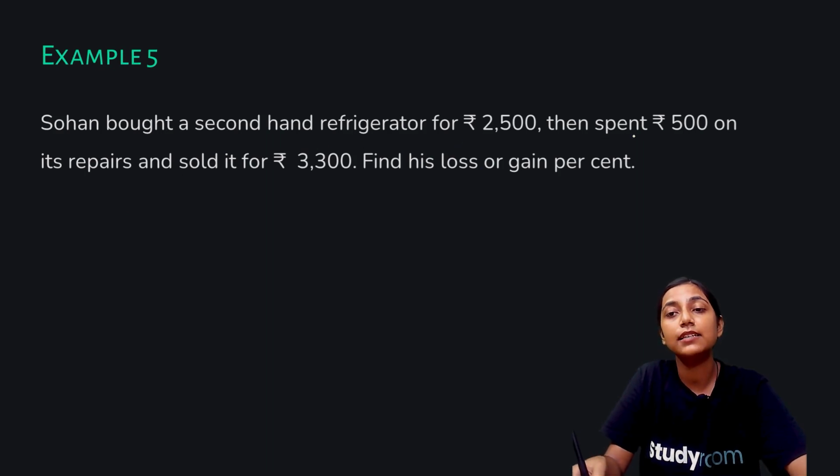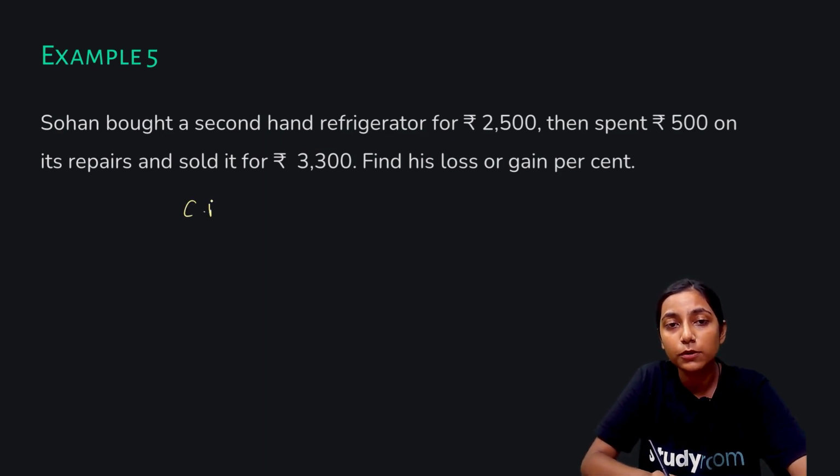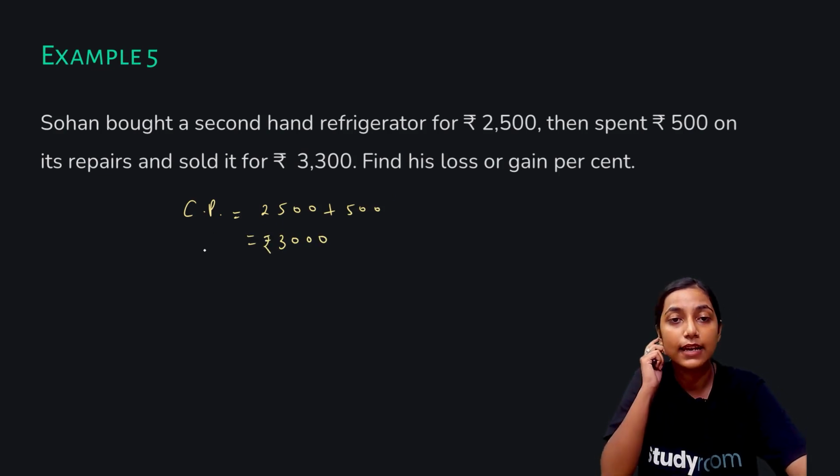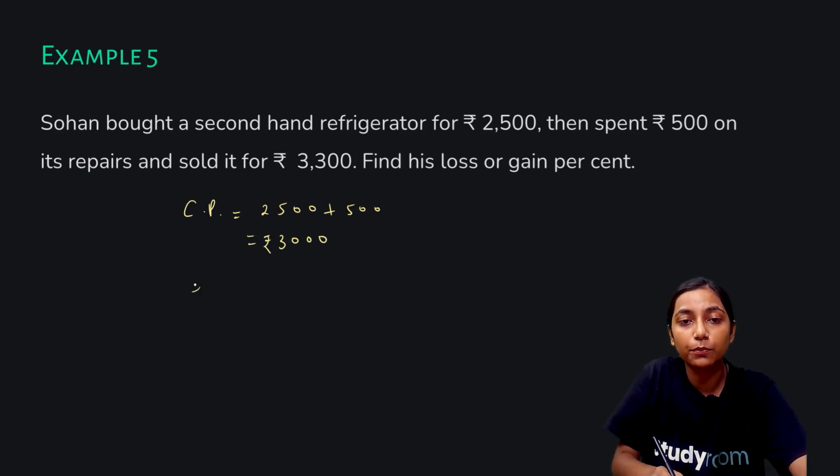But again he spent some rupees, that is 500 rupees on its repair. So the total cost price here given to us is 2,500 plus 500, because these are the overhead charges. So we will be adding, the total is 3,000 rupees. This is our cost price. And the selling price is given as rupees 3,300.